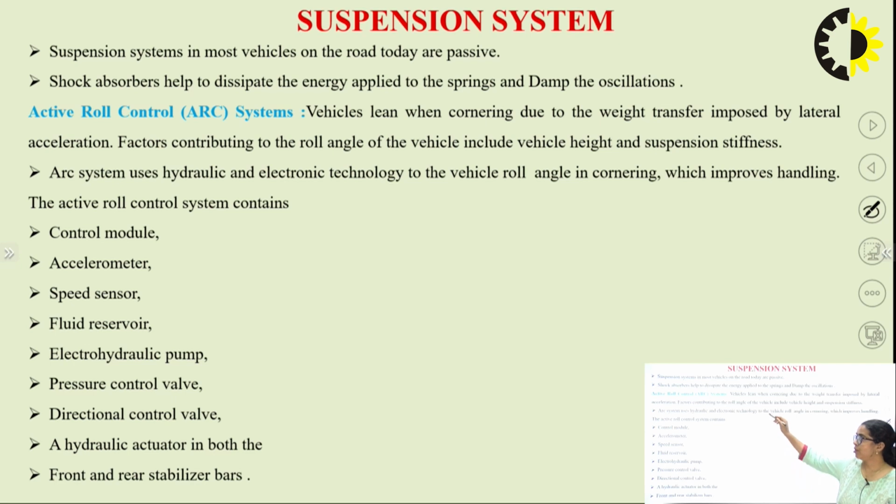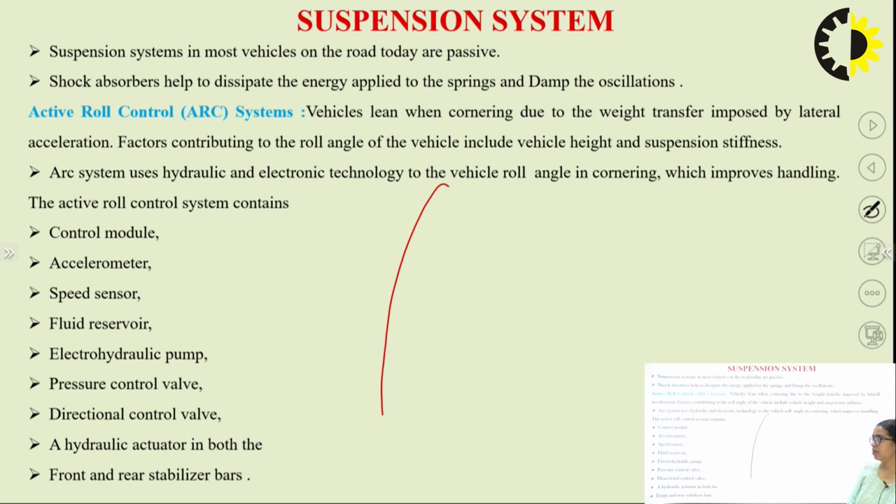So if we talk about the active roll control system, that is known as the ARC system. Vehicles lean when cornering due to the weight transfer imposed by lateral acceleration. Factors contributing to the roll angle of the vehicle include vehicle height and suspension stiffness. There are some applications of this system. The ARC system uses hydraulic and electronic technology to control the vehicle roll angle in cornering, which improves the handling.